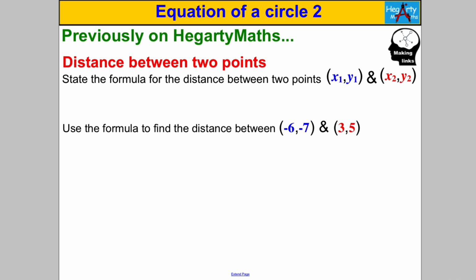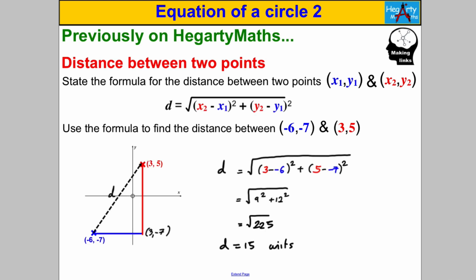Okay, you should know this formula. The distance is given by the square root of the difference in x's all squared add the difference in y's all squared. It was an application of Pythagoras' theorem, and I showed you in the last video where it came from. Using that formula, you could have worked out the distance between -6, -7 and 3, 5. Draw yourself a little picture and then apply the formula and you would have got that the distance is equal to 15 units.